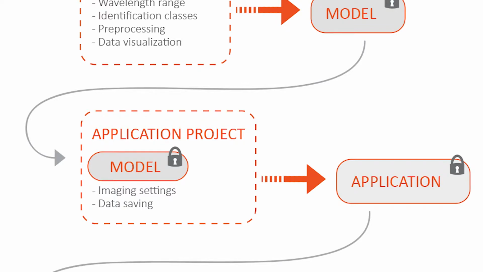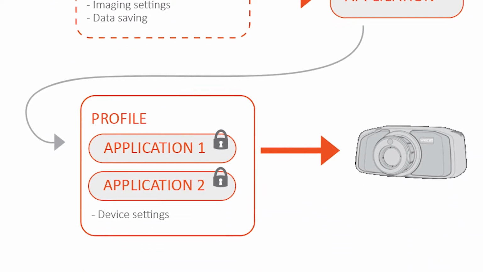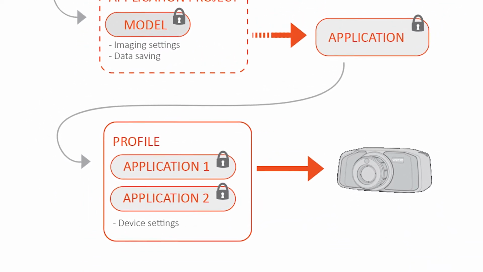The application defines how the data recorded with the Specim IQ is visualized and saved. The application combines the model settings with the imaging settings. Again, these modifications are done within an application project. Once the application project is completed, it is saved as an application. An application can then be installed to the Specim IQ camera.